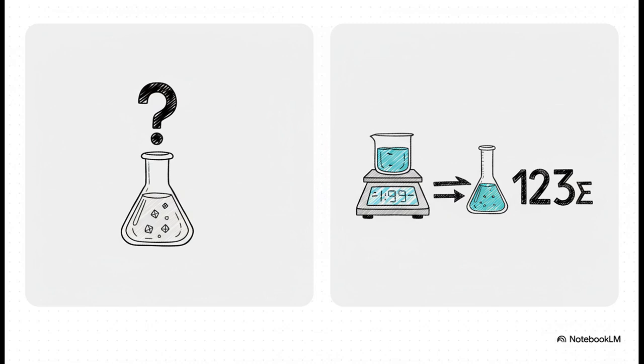This is where we make a really important distinction. You've got qualitative analysis, which just tells you what's there. It says, yep, there's vitamin C in this orange juice. But then you have quantitative analysis, and that's our focus today. This tells you how much. It says there are exactly 50 milligrams of vitamin C per 100 milliliters of juice. It's the science of how much, and it's absolutely crucial for, well, pretty much everything.